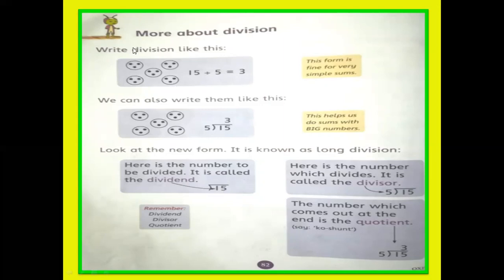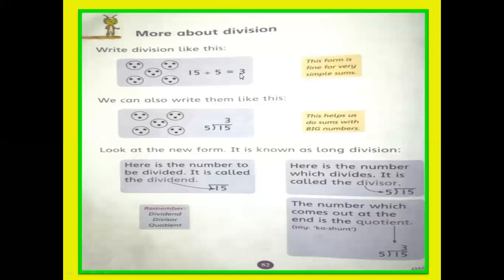1, 2, 3, 4, 5. So in every circle, how many dots? 3. So 1, 2, 3, 4, 5. So 15 divided by 5 is equal to 3. This form is fine for simple sums. If your sums are small, then you can use this method. And you can write this one, 15 divided by 5 is equal to 3.